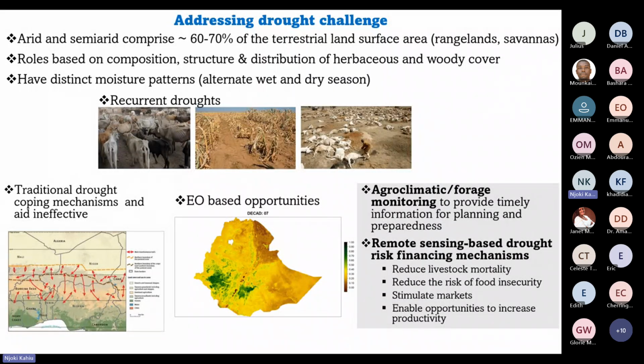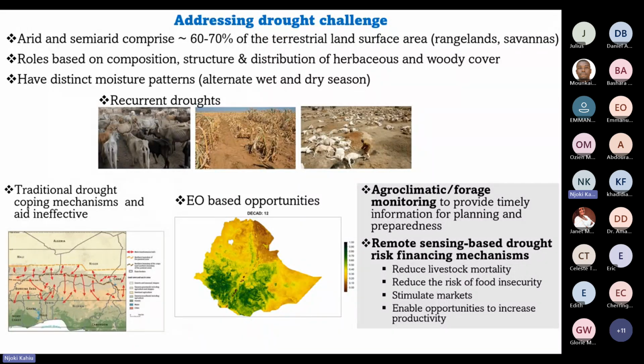And so other observation data is providing us opportunities for agroclimatic or forage monitoring to provide timely information for planning and preparedness. Remote sensing data or satellite data is currently being used in the developing world, in countries all over Africa, for drought risk financing mechanisms. With this, we are able to address the issue of livestock mortality, minimize food insecurity, stimulate local markets, and enable opportunities for increased productivity.